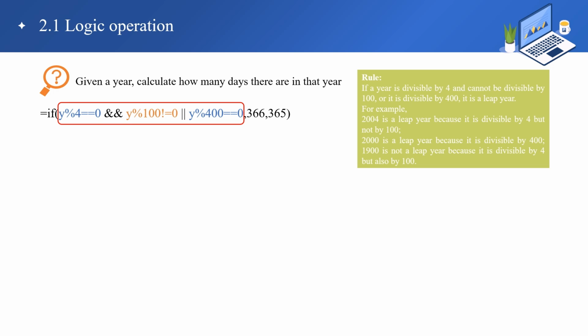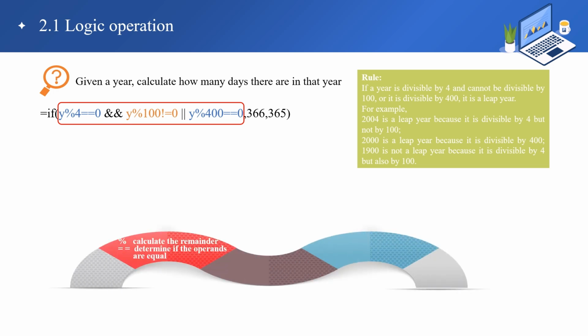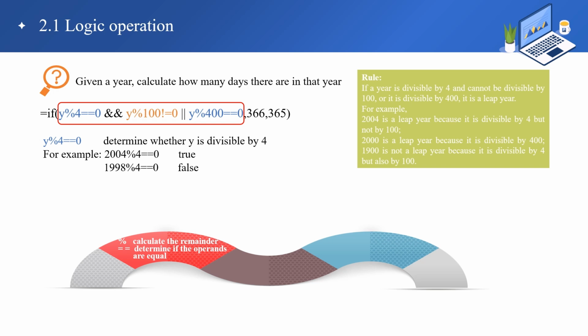The percent sign % is used to calculate the remainder of the division operation. Double equals == is used to determine whether the operands are equal. y%4==0 indicates whether the remainder of y divided by 4 is equal to 0, that is, whether y can be divisible by 4. If y can be divisible by 4, then the result of y%4==0 is true, otherwise it is false. For example, 2004%4==0 is true, while 1998%4==0 is false.